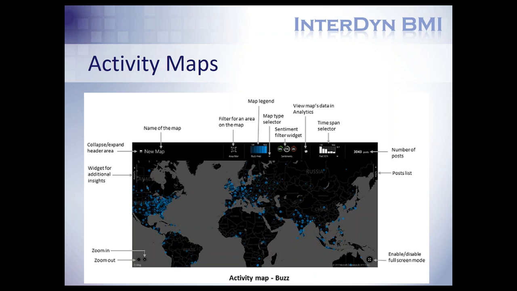A couple other key things that you can do, you can pull in the analytics into this as well. So if I wanted to see specifically why is this rogue blue dot in Russia, who knows, whatever different areas that you want, you can click that, see the post that they had. You can flip it to the sentiments map and see, is it overall positive? Is it overall negative?